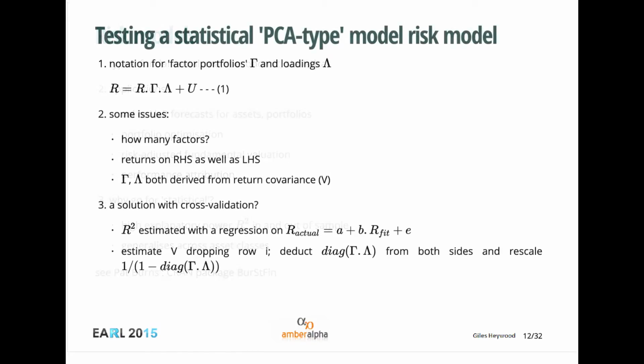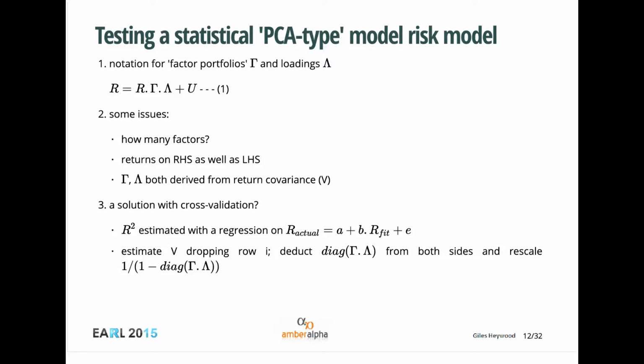So equation 1 here is the core of the PCA factor model. The square matrix, gamma lambda here, is reduced rank to K factors. And it's those K factors that are the systematic risk drivers in any portfolio of these asset returns. There are some issues with this type of model.